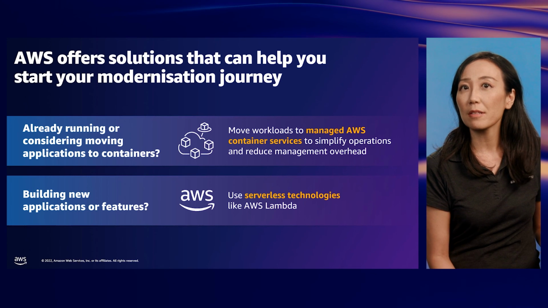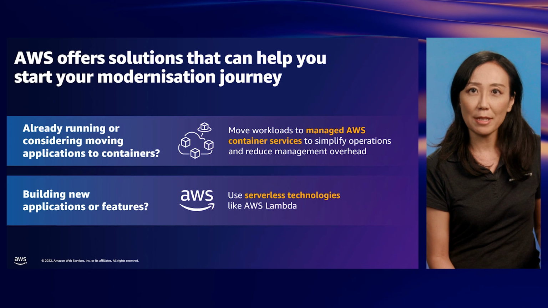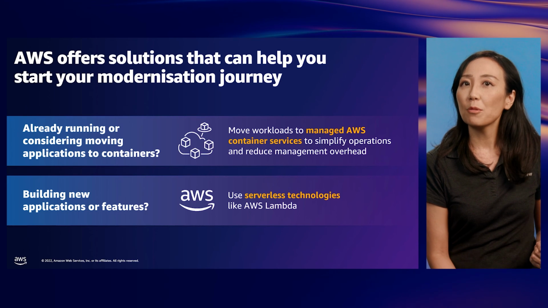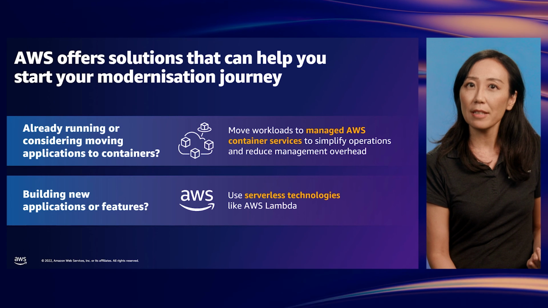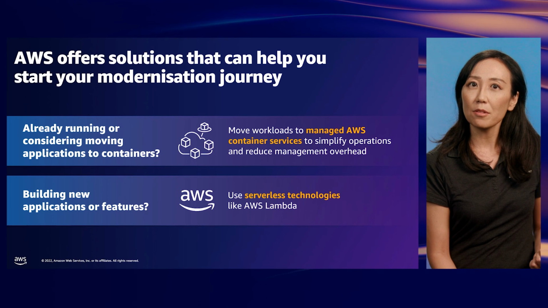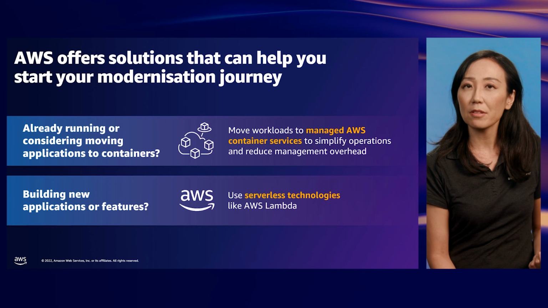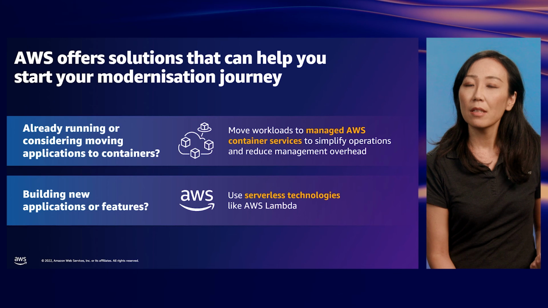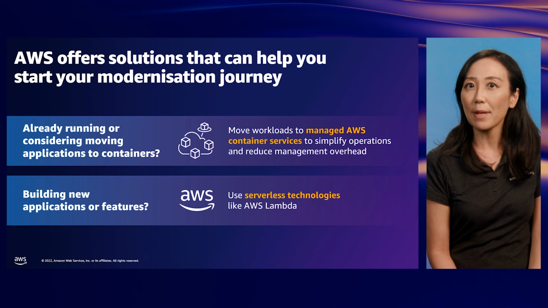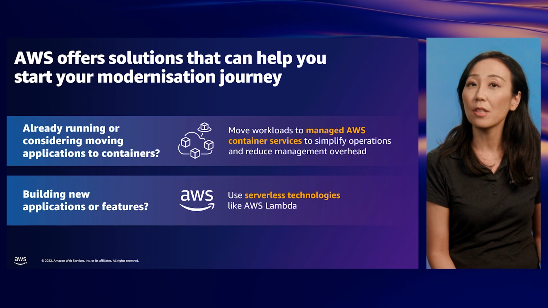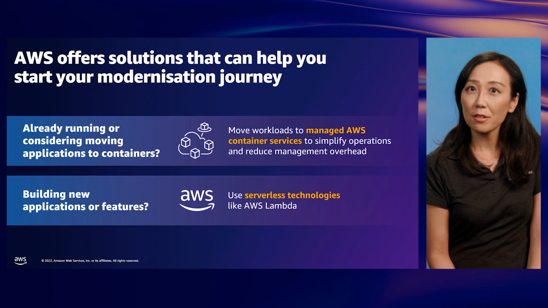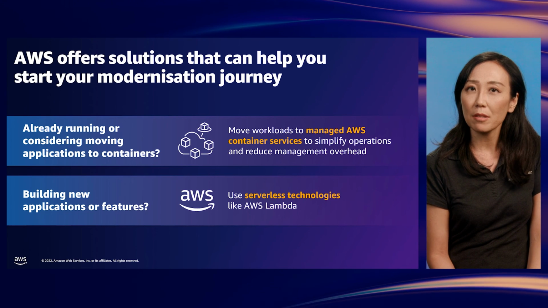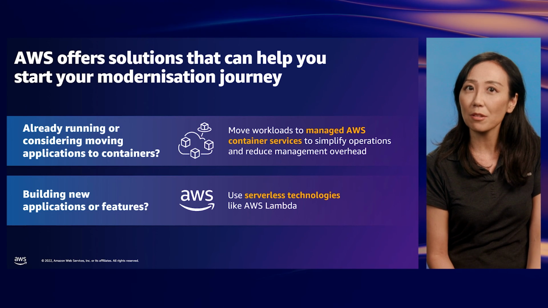If you want to start modernizing with GitOps, there are two major pathways. If you're already running containers on premises or thinking about moving applications to containers, you can move those workloads to managed AWS container services like Amazon EKS to simplify operations and reduce management overheads like orchestration and infrastructure provisioning. You can also use serverless technologies like AWS Lambda to complement your container workloads.